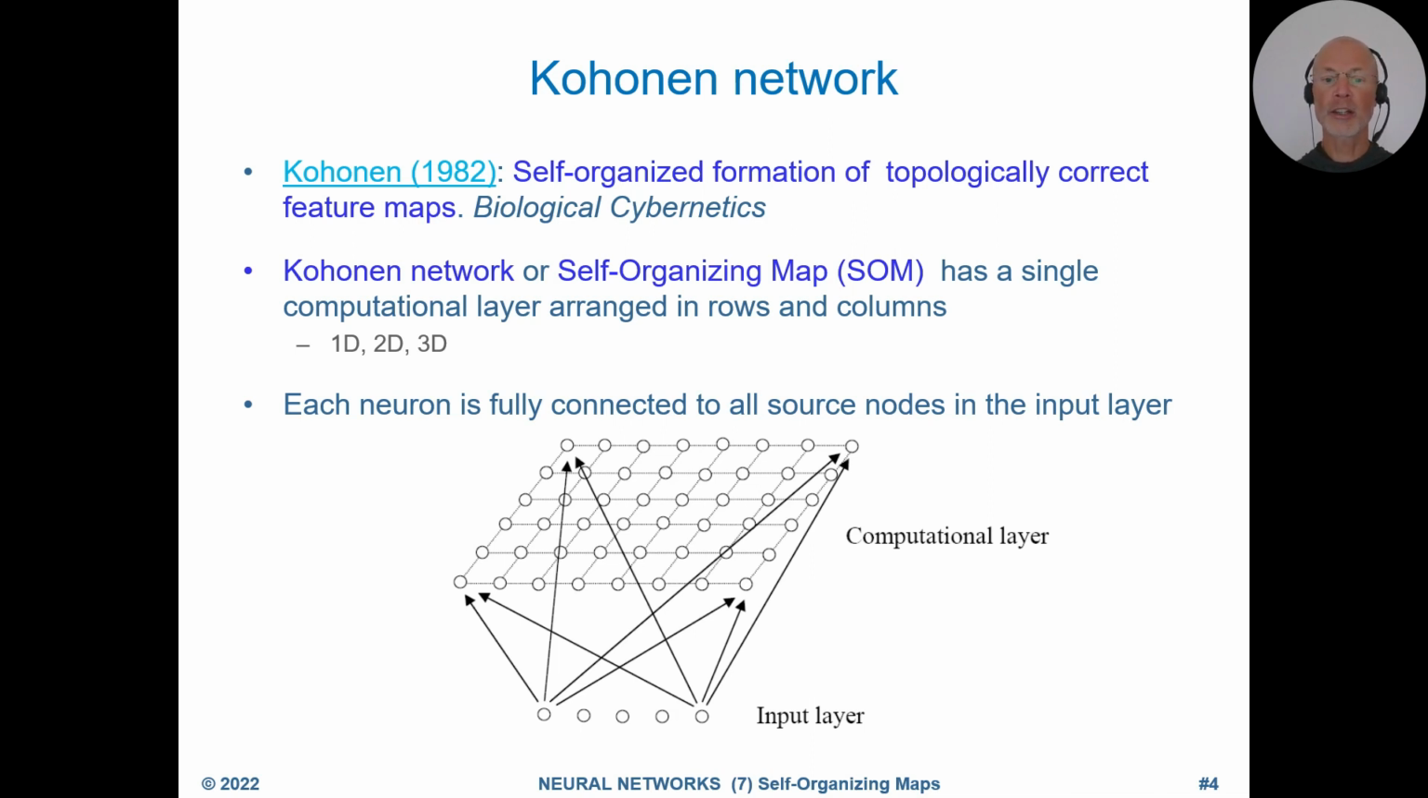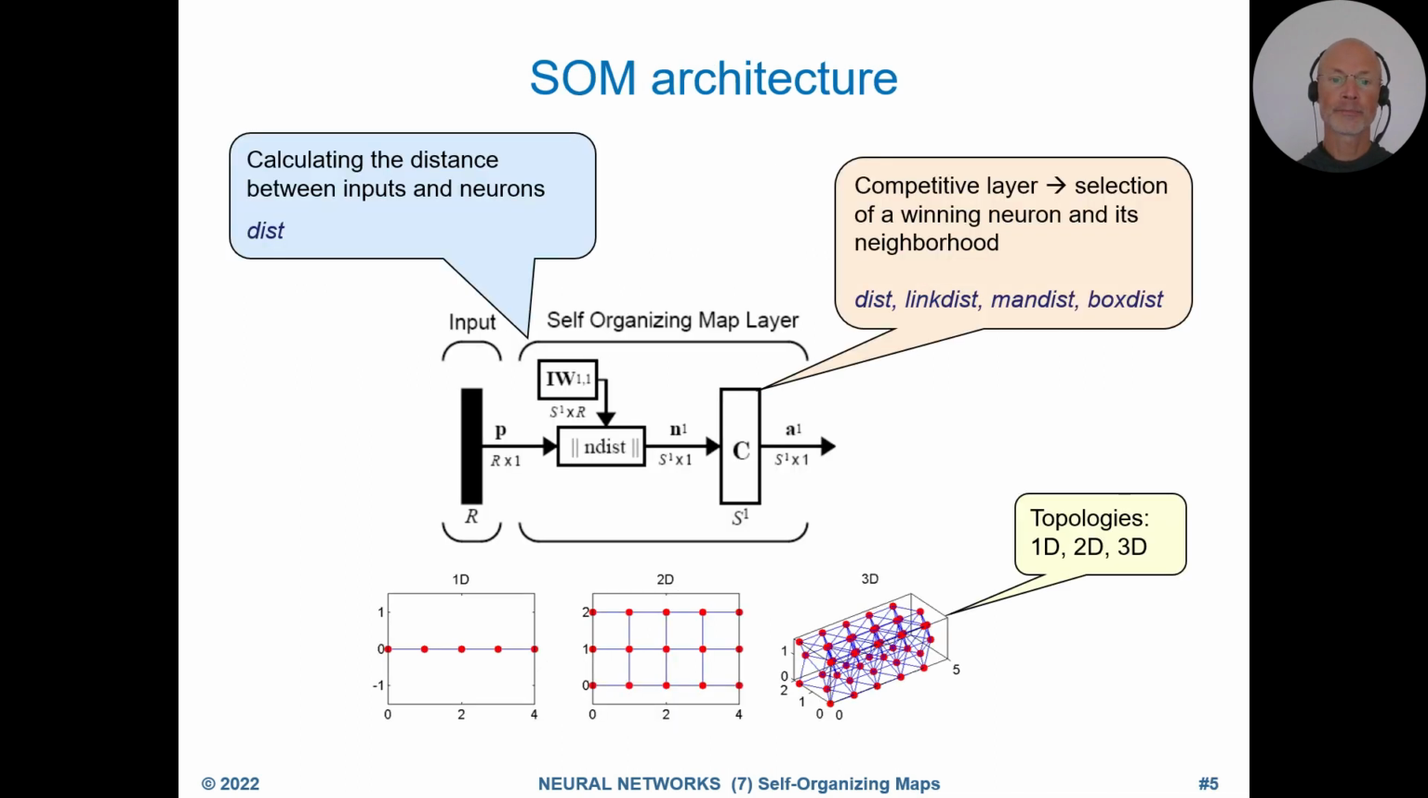So we have this Kohonen network, also called a self-organizing map, which has a single computation layer, arranged in either 1, 2, or 3-dimensional structure, as shown below, and all the neurons are fully connected to the inputs. The SOM architecture can also be represented as follows. First, we have calculation of the distances between the inputs and the neurons in the SOM structure, and then we have a competitive layer which selects the winning neuron and its neighborhood based on some distance metric, and the topologies can be either 1, 2, or 3-dimensional.